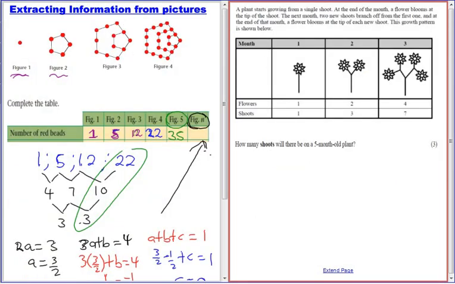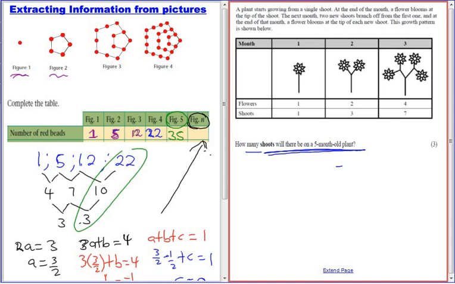Look at this one. If you have enough time to read this, you have a plant which is growing as a single shoot at first, and then each one is splitting into 2, as you are noticing. 2 new shoots branch off from the first one, and at the end of the month, a flower blooms at the tip of each new shoot, and this growth pattern continues as you are seeing here. Well, this one, I'll let you think about it on your own and figure out how many shoots will be there on a 5-month-old plant. So think about it. It's quite interesting to actually figure out what's happening there.